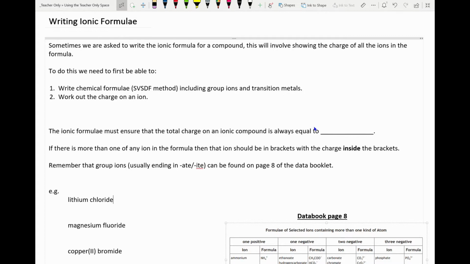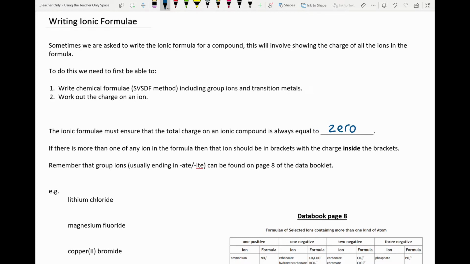The ionic formula is written basically the same way that a chemical formula is written. The only difference is that the charge on every ion is shown, and there's a couple of rules that we need to follow when we're doing that. The first one is up here on the screen already for you, which is that every ionic formula that's written needs to ensure that the total charge of the ionic compound, when all the ions are added together, is always going to be equal to 0.